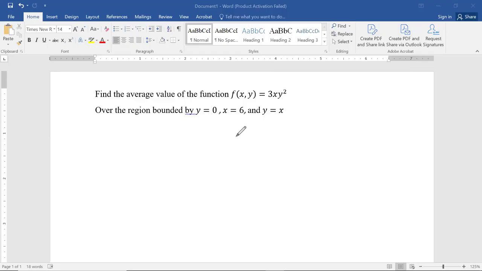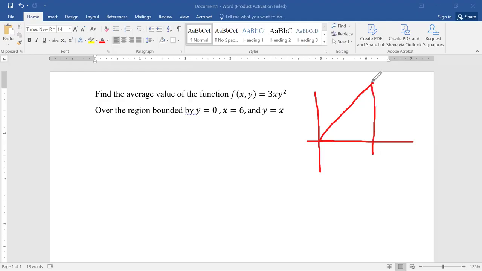All right, the first thing I'm going to do is decide what this region looks like so I can understand the bounds. Y equals 0 is the x-axis. I'll draw the y-axis there. Y equals x is a line of slope 1 going through the origin, and x equals 6 is a vertical line there. So our points are at (6, 6), (6, 0), and (0, 0). We have a triangle here.